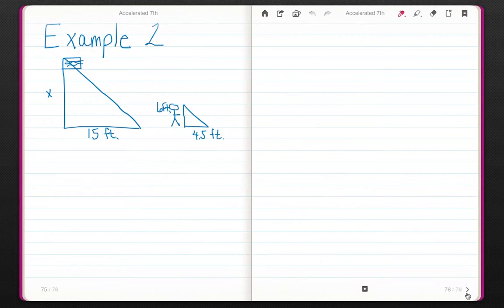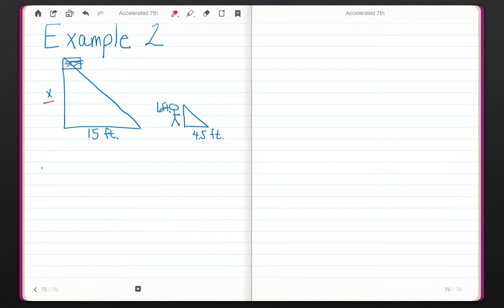Okay, example 2. Why on earth do I need to know how to do this? So here I have a flagpole. Yes, this is my little flag, don't laugh. I have a flagpole. I have no idea how tall that flagpole is. But the shadow that it makes is 15 feet long. Here I have a man who is 6 feet tall, and his shadow is 4.5 feet long. So how can I use this information to figure out how tall is the flagpole?